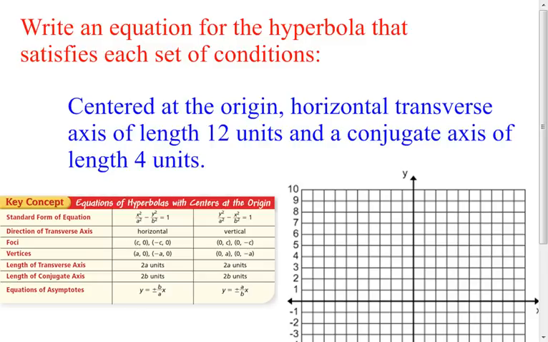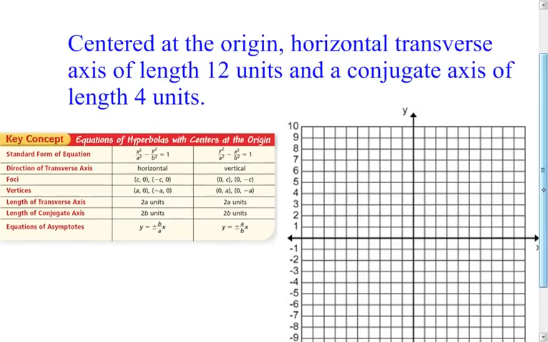All right, lastly, this one goes quick. Centered at the origin, it has a horizontal transverse axis. So the transverse axis is horizontal, which means it's a left-right hyperbola. So I can use all of this information right here. The horizontal transverse axis has a length of 12 units. So I started right here. The whole axis has a length of 12 units. If you split that in half, you're going to go 6 to the left and 6 to the right.